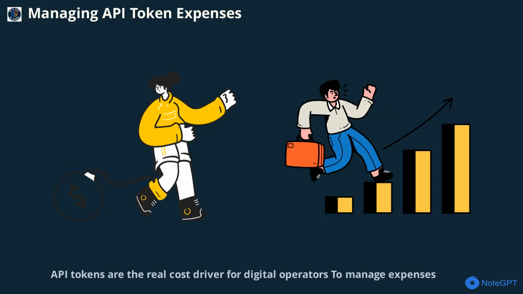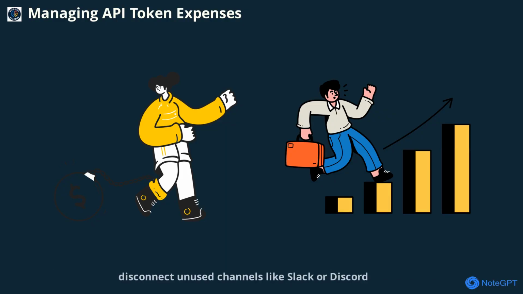API tokens are the real cost driver for digital operators. To manage expenses, disconnect unused channels like Slack or Discord and ensure you're only paying for what you use. This simple step can significantly reduce your monthly costs and prevent unnecessary charges.